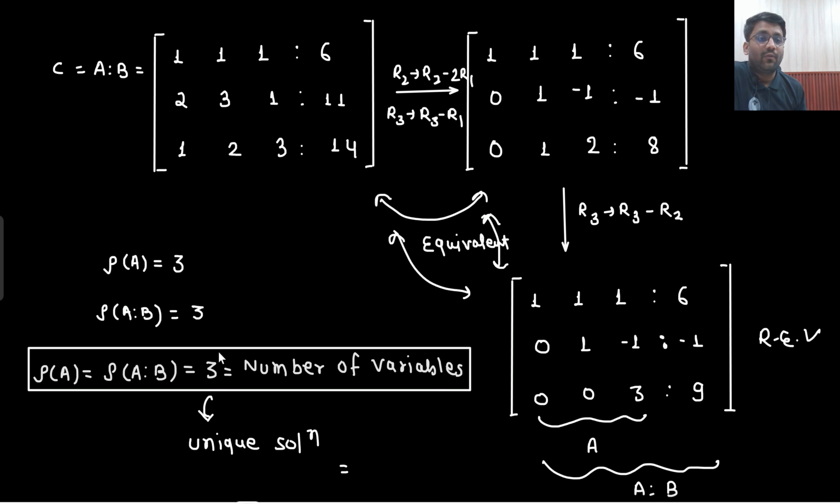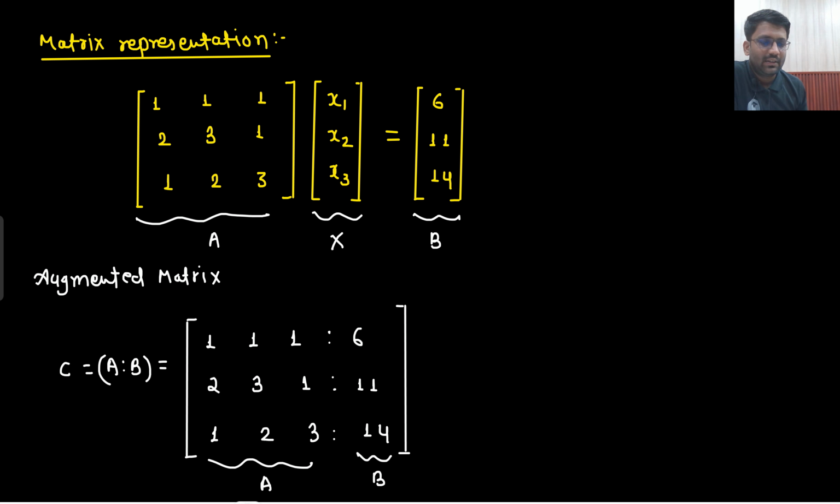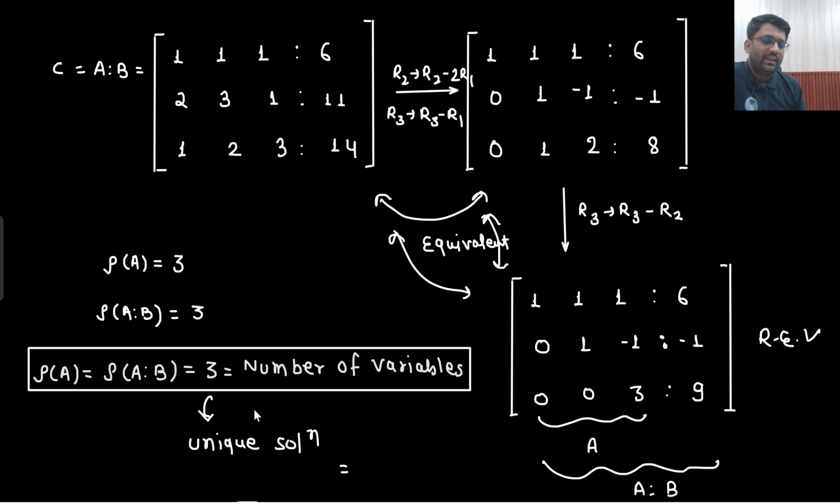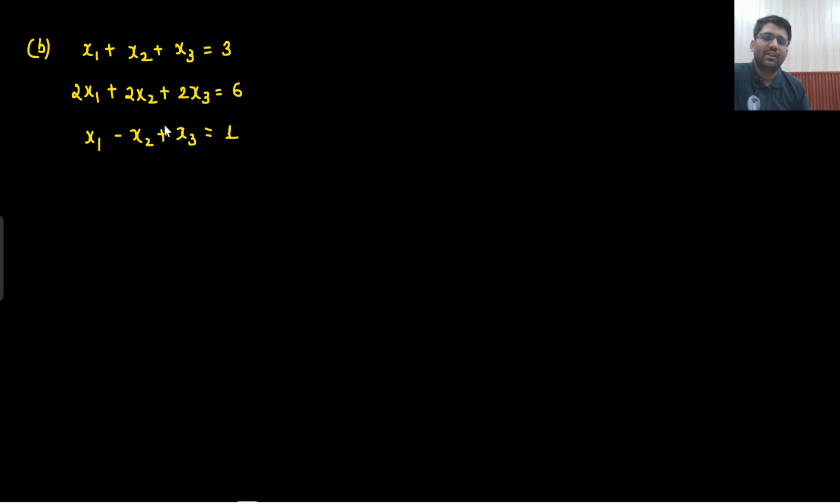Understandable? And 3 is the number of variables, nothing else. Number of variables. What is 3? 3 is nothing but the number of variables, x1, x2, x3. Then it is representing a unique solution. Let's solve another question. When we solve 3 questions, after that the complete picture will be clear to you. 3 questions we need to solve. Let's solve this one.